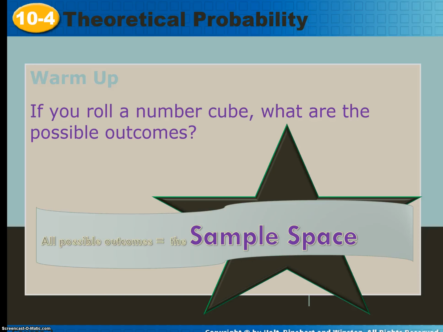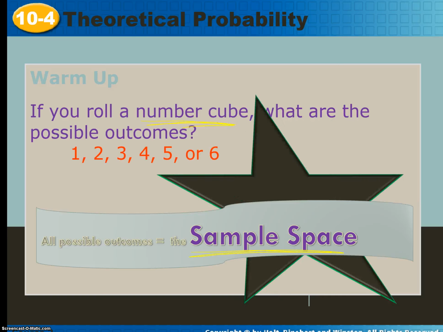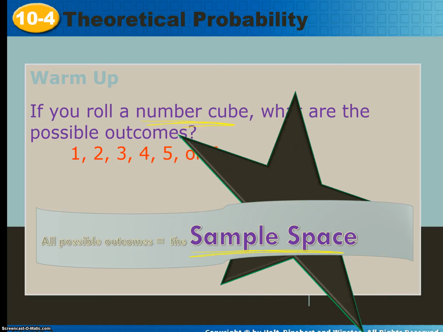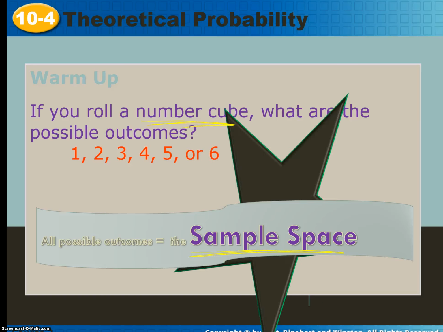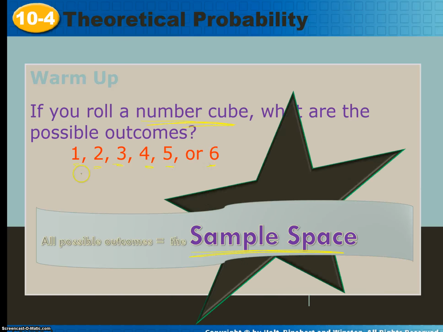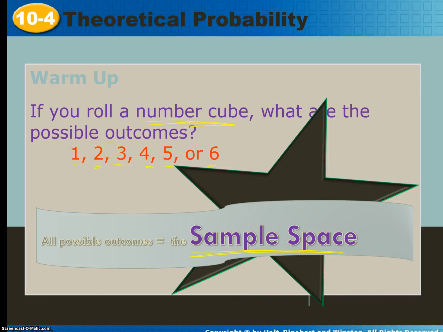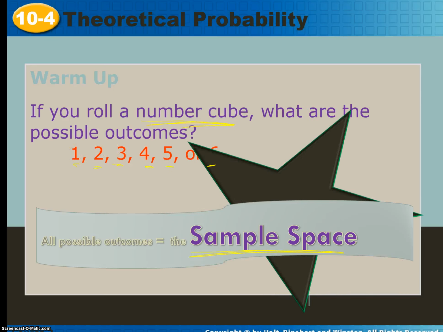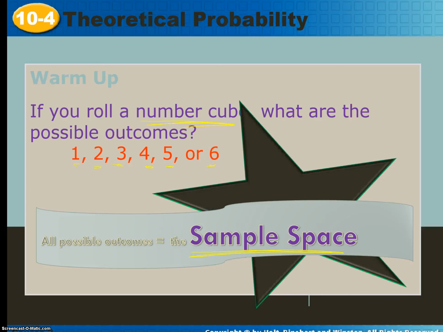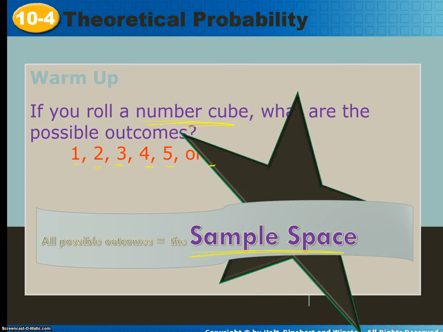All right, so let's just warm up. All possible outcomes are called the sample space. So you think about a number cube or a die. What are the possible outcomes? Your outcomes would be 1, 2, 3, 4, 5, or 6. So you have a fair number cube because each of the events are equally likely. There's a 1/6 chance of rolling a 1, 2, 3, 4, 5, or 6. So like in the game of skunk that we played the other day on relative frequency, all of the outcomes were equally likely, so it was a fair game.